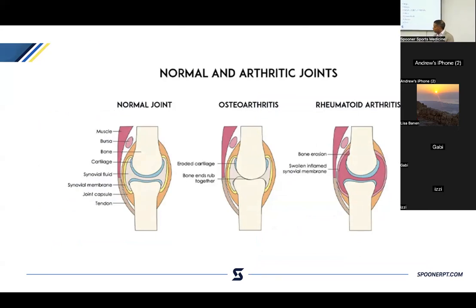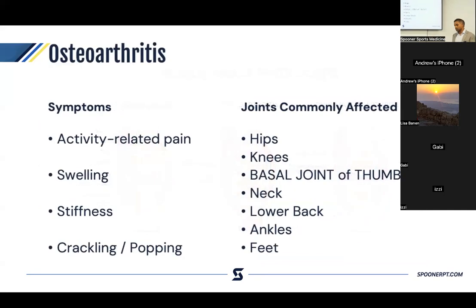So we'll focus mainly on osteoarthritis, right? The wear and tear phenomenon, typically it's activity related. So first thing in the morning when you wake up, oftentimes you may not have that soreness. But as you start to go through the day, if you've been walking a lot or doing some sort of activity a lot, you may start to get some soreness in your joints. So it's an activity related pain typically with swelling.